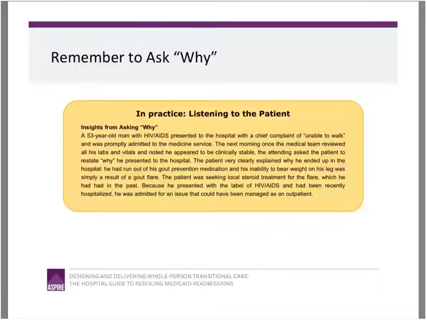But because he presented with this combined label of HIV and, quote, unable to walk, he had been promptly admitted for an issue that could have otherwise been a treat and release issue and managed as an outpatient. So again, this doesn't happen all the time, but I recommend that the more you look, the more you'll find incidences where a patient with a, quote, complex set of clinical circumstances is admitted to the hospital for reasons that really could have been addressed in other ways.